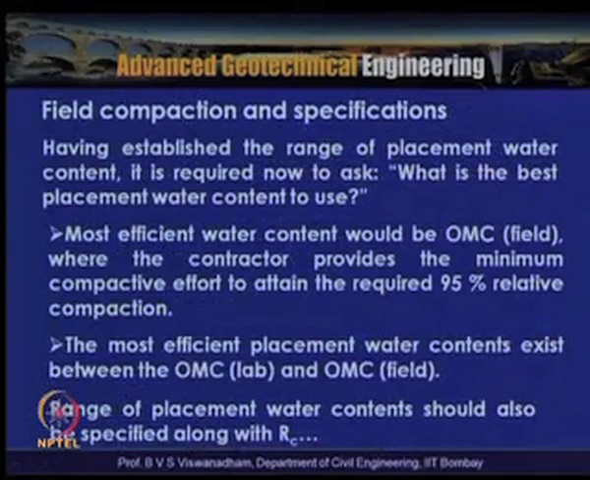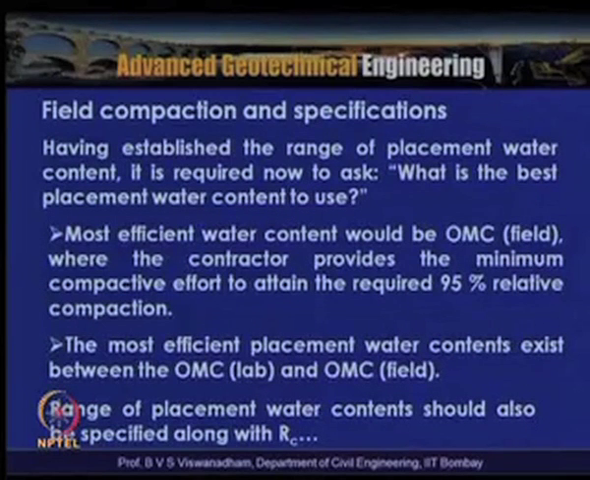So, when we discuss field compaction and specifications, having established the range of the placement water content, we need to ask what the best placement water content to use is. The most efficient water content should be that OMC where the contractor provides the maximum compaction effort to attain the required 95% relative compaction. The most efficient placement water contents exist between OMC lab and OMC field. It must also be noted that the most efficient water content exists between OMC laboratory and OMC field. The range of placement water content should also be specified along with RC.